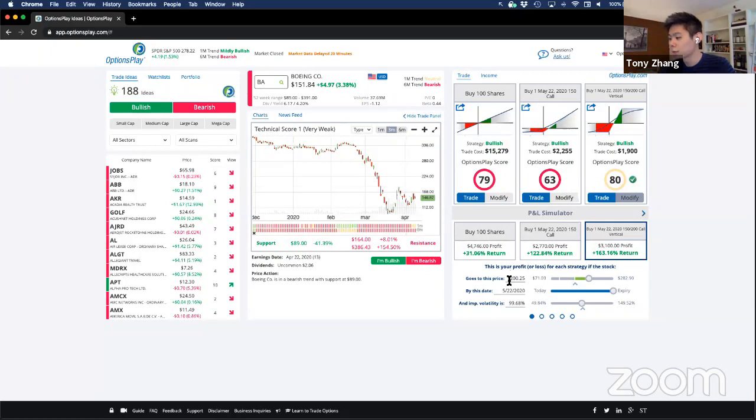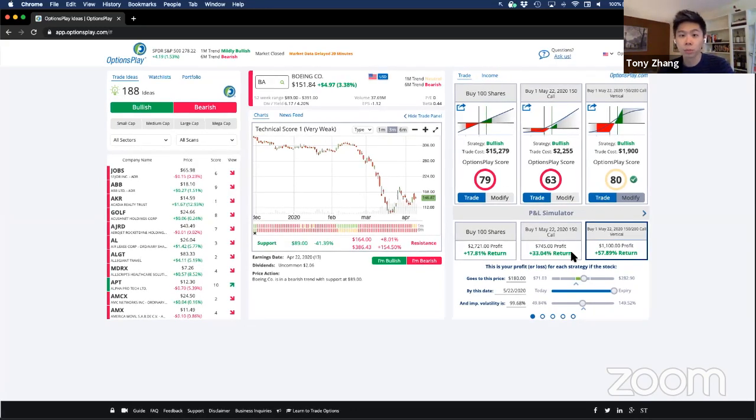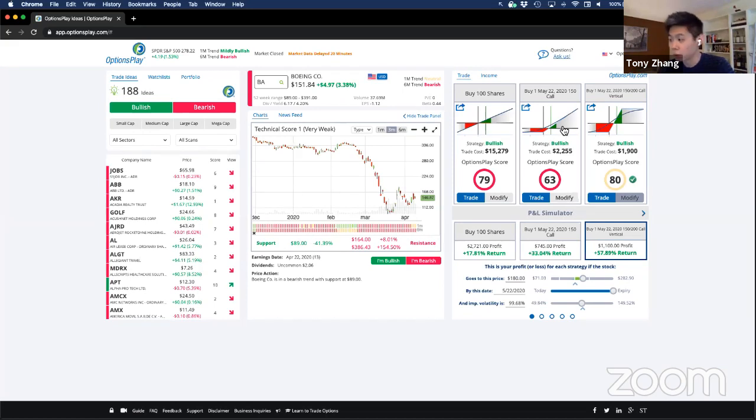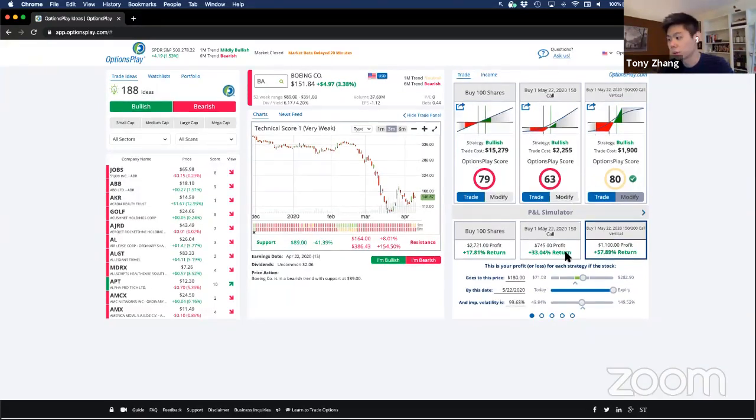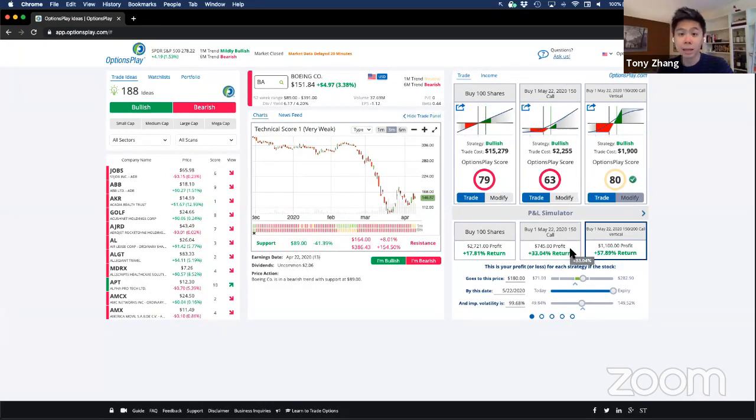Let's first say Boeing makes it back up to that 180 high that it put in just a couple of weeks ago. Notice how if the stock moves up to 180, if I bought the call option, I'm looking at a 33% return. These call options are really expensive, so even if you get a nice move to the upside, you're only looking at a 33% return. In my opinion, that's not a trade that I would ever take. If I bought the call spread here, I'm looking at a 57% return on my capital. Also not particularly attractive, but certainly a hell of a lot better than only getting 33% return on my capital.